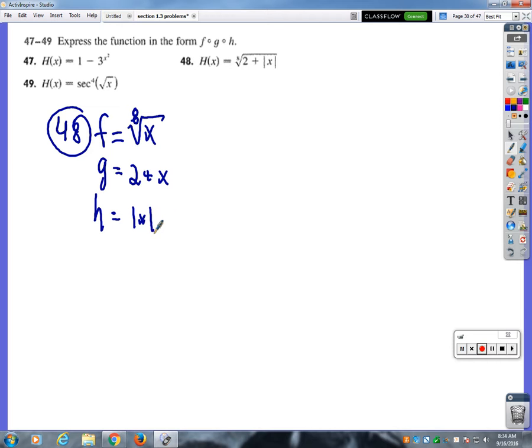Okay, I did that right there. You take this, plug it into there, you get 2 plus absolute value of x. Take 2 plus absolute value of x and plug it into there, you get the 8th root of 2 plus absolute value of x. I find it easier to go the other way. You do the inside first. Yeah, that's what I do too, but it's fine.